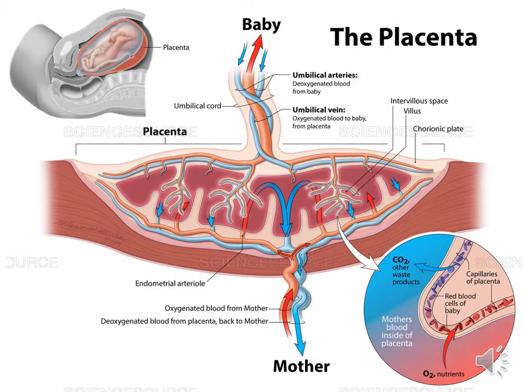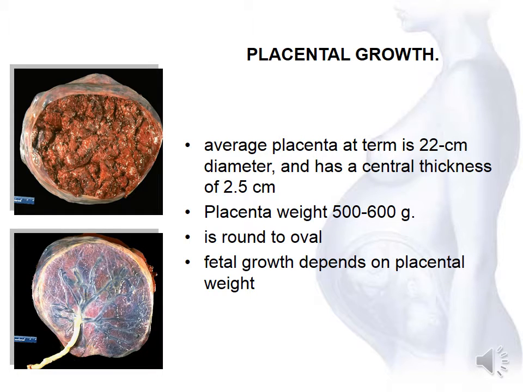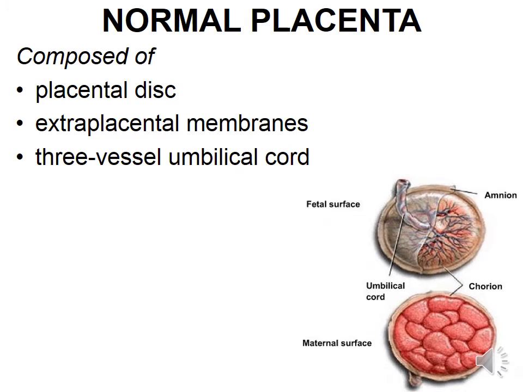Placenta abnormalities are better understood with knowledge of placenta implantation, development, and anatomy. At term, the typical placenta weight is approximately 500 grams, is round to oval with 22 centimeters in diameter and has a central thickness of 2.5 centimeters. It is composed of placenta disc, extraplacental membrane, and a 3-vessel umbilical cord.